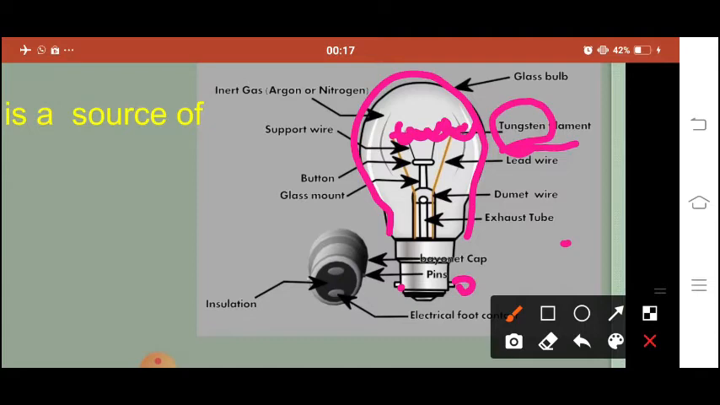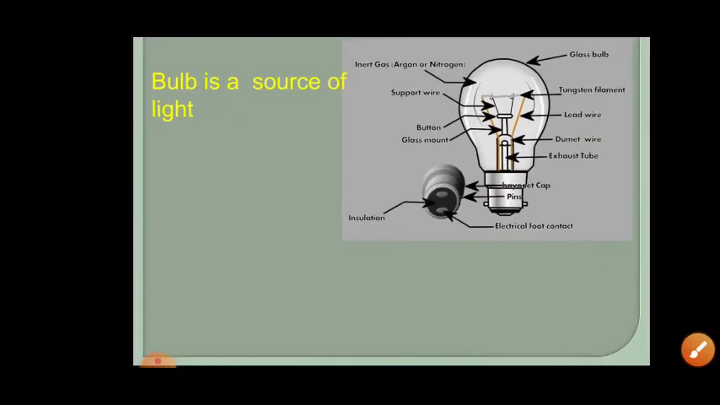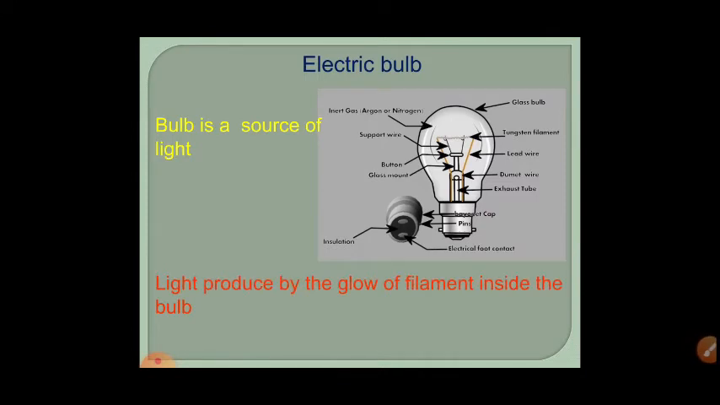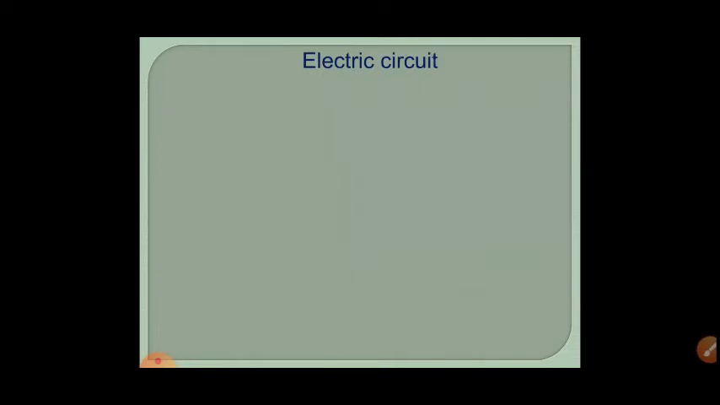Okay, and we are using glass to give the, as you already know, normal glass is a transparent object. So as it is transparent, we are able to get the light. Light is produced by the glow of the filament inside the bulb. When it is connected to an electricity power supply, then it will glow and we will get the light.